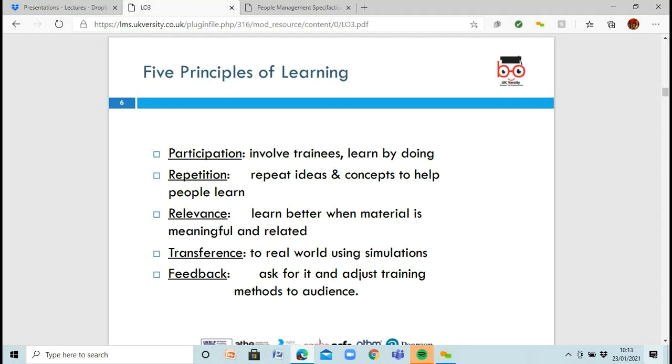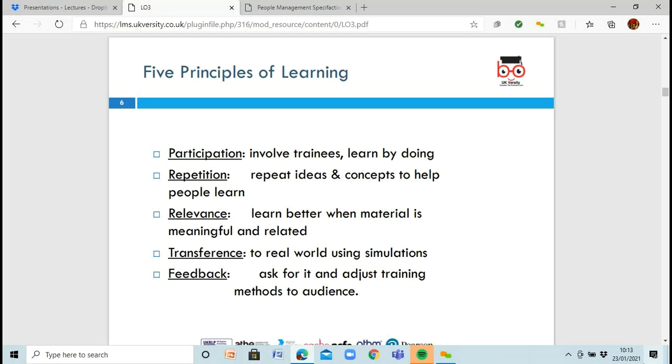Now, there are 5 principles of learning. There's participation, repetition, relevance, transference, and feedback. So participation means when you're involving trainees and they're learning things by doing certain tasks, certain activities. Repetition is where you're repeating ideas and concepts and you're helping people to learn.